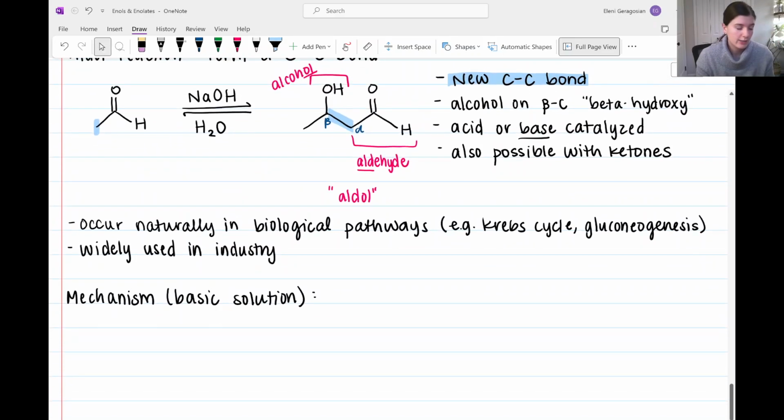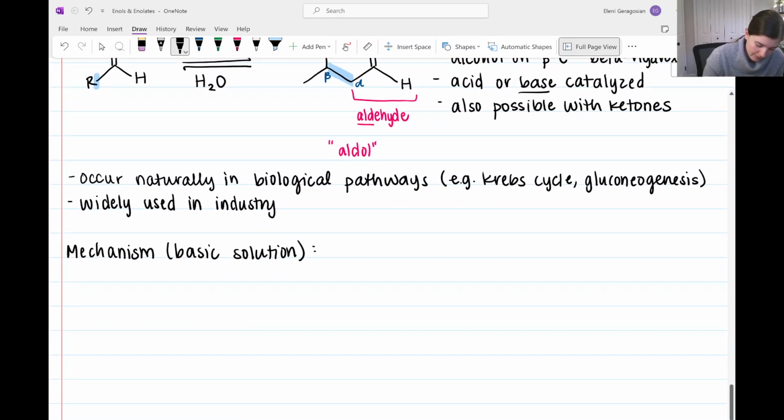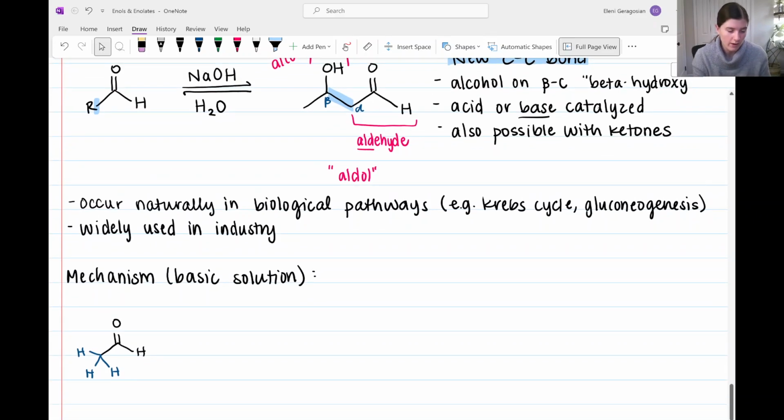So look back at the reaction scheme. We start with an aldehyde. We could have different carbon chains here so that our R group can be different. We will start with acetaldehyde here, so we'll just have a CH3 group as the R group. We have 3 hydrogens bonded to that carbon. We are in basic solution. We have sodium hydroxide and water.